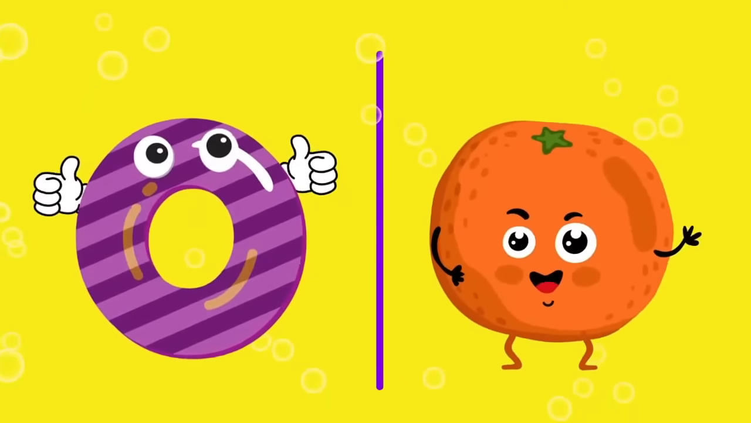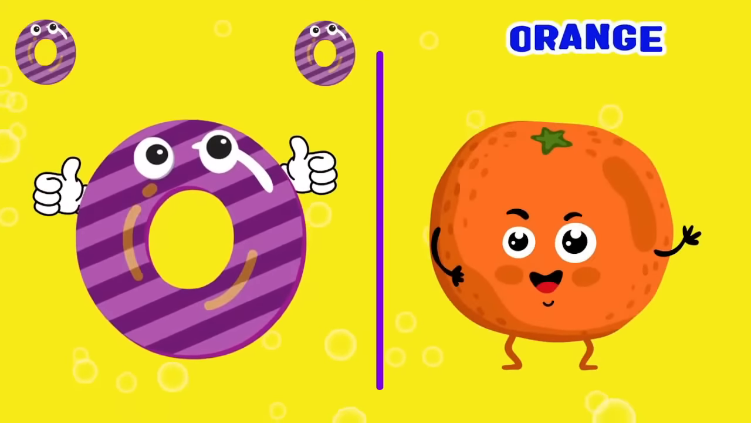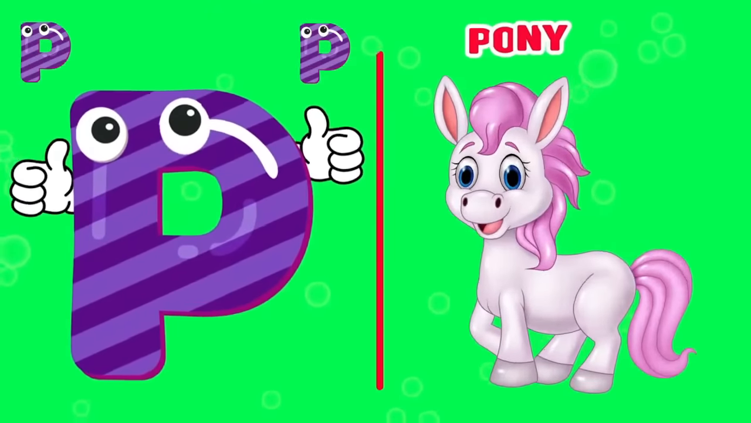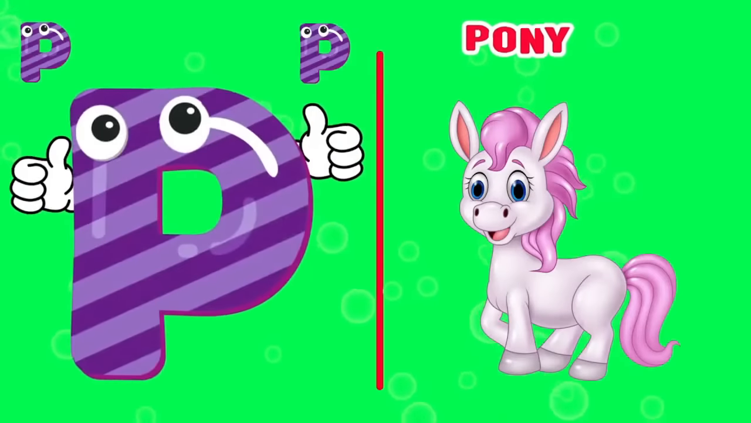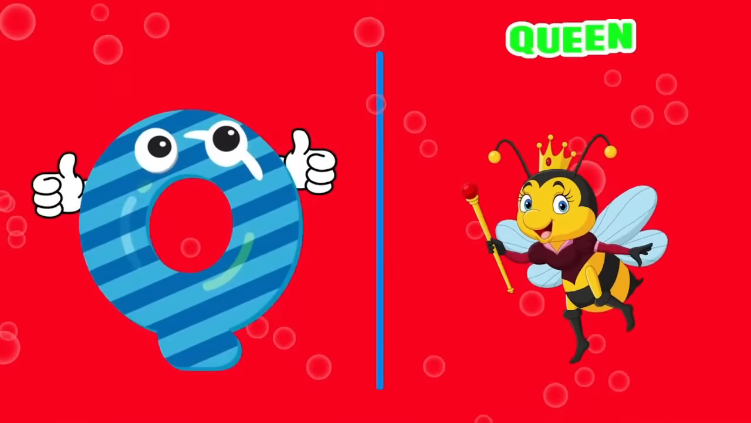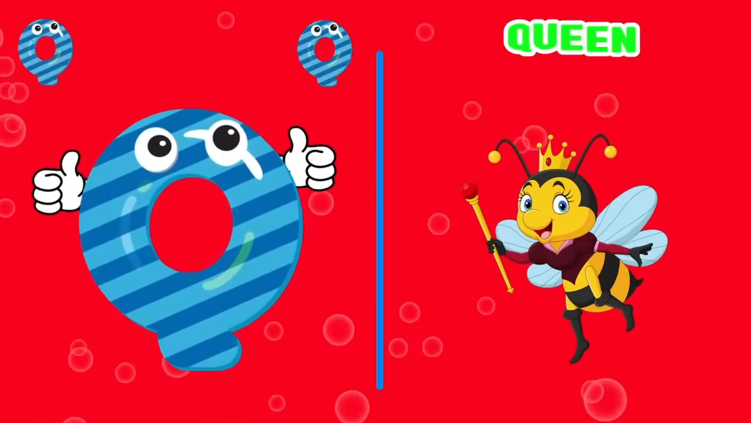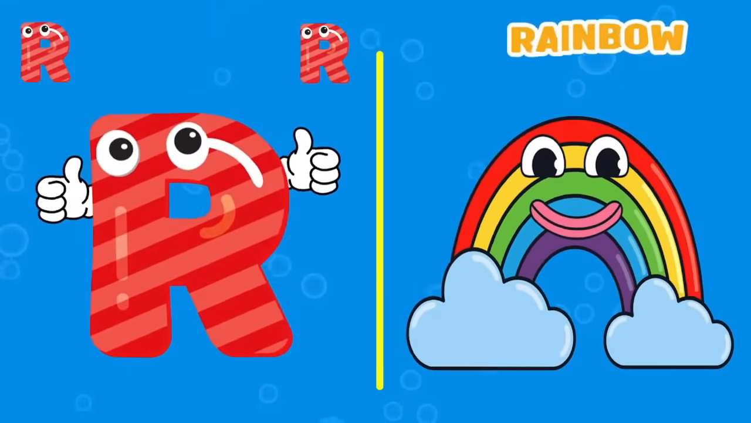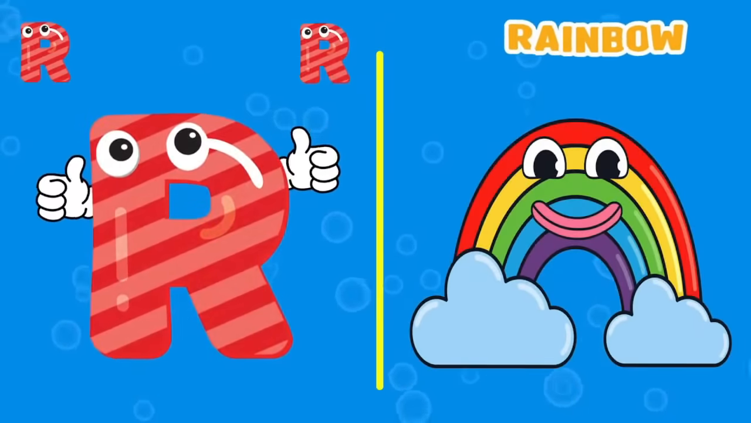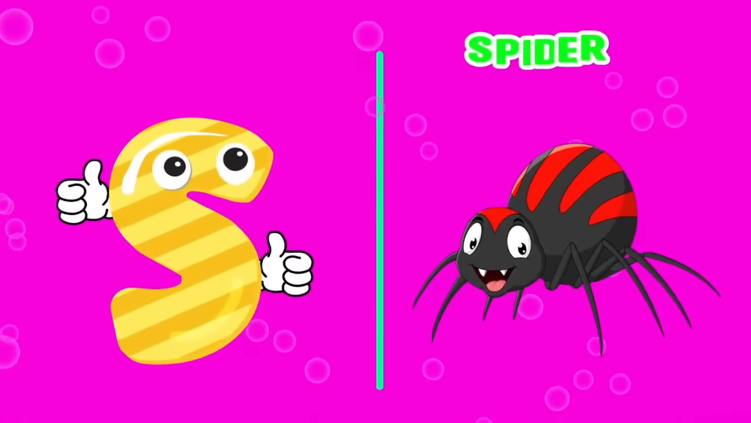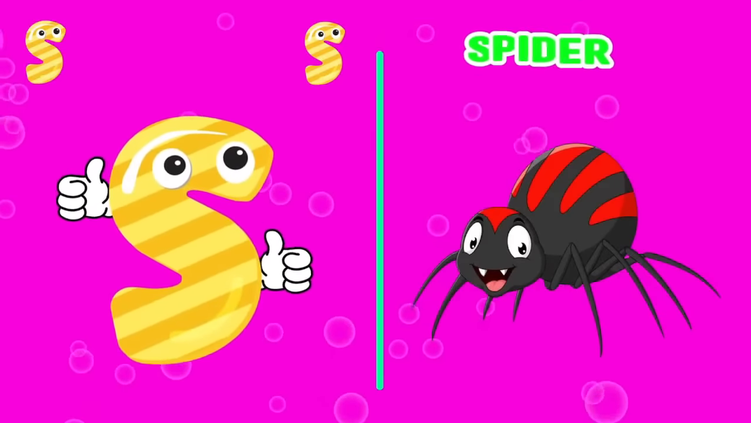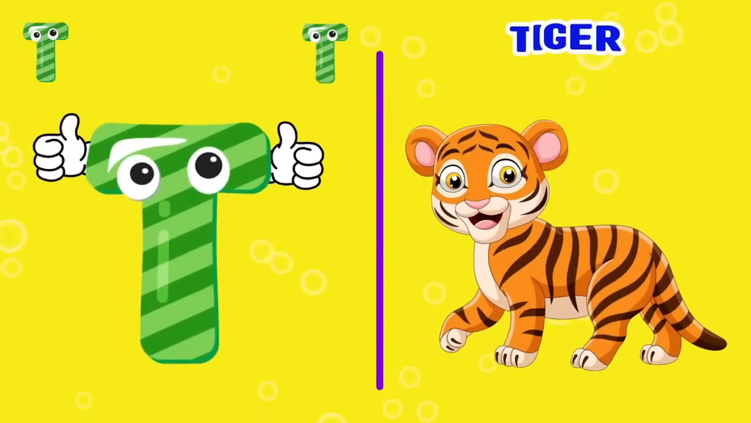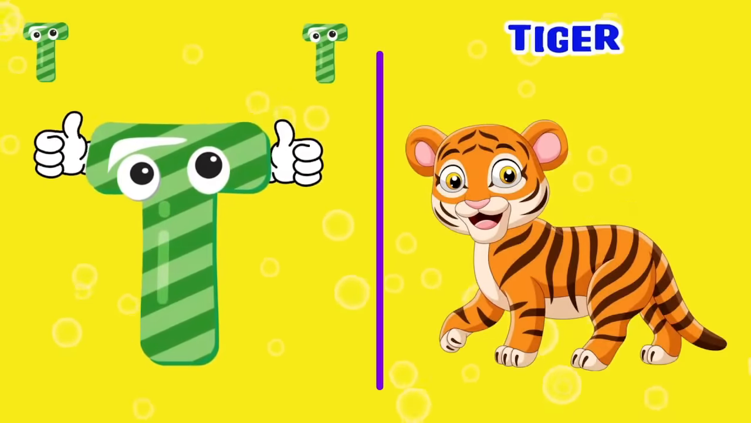O is for orange, o, o, orange, o, o, orange, O, orange. P is for pony, p, p, pony, p, p, pony, P, pony. Q is for queen, qu, qu, queen, qu, qu, queen, Q, qu. R is the rainbow, r, r, rainbow, r, r, rainbow, R, rainbow. S is for spider, s, s, spider, s, s, spider, S, spider. T is for tiger, t, t, tiger, t, t, tiger, T, tiger.